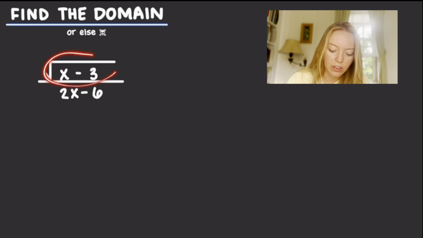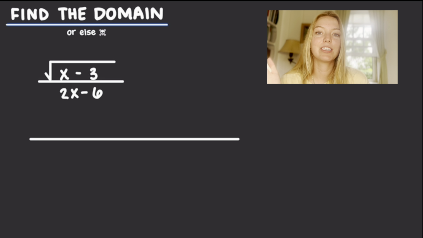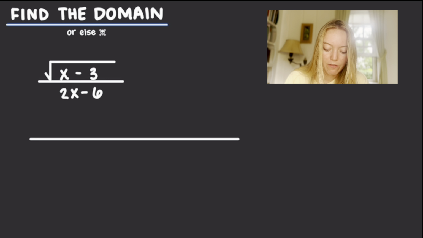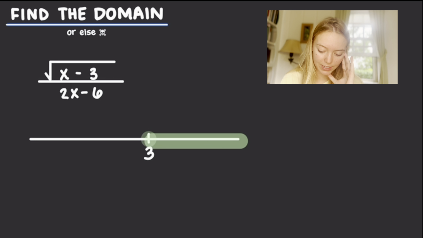First step, we're going to check the numerator, see what problems are there. It's a square root, so anything under the square root cannot be negative. So we find where it's 0, which is at 3. So if we fill in a number on this side, let's say 0, it's going to be a -3 in the numerator, which we can't have. So everything to the right of 3, including 3, is going to be fine.